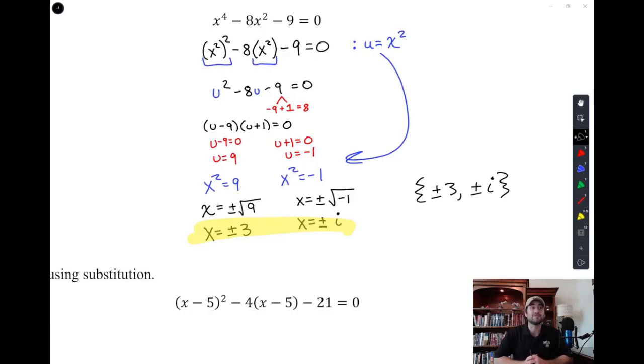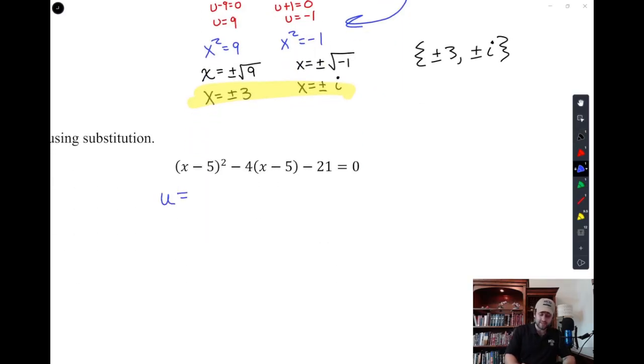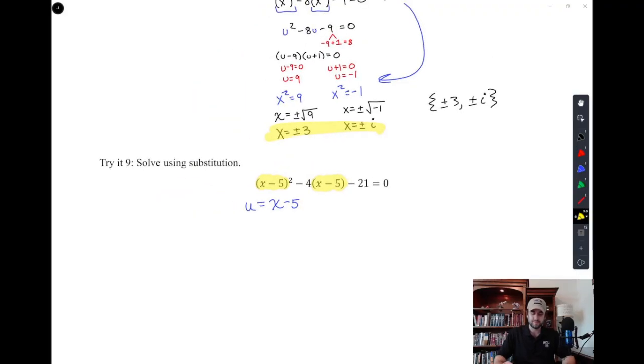That was u substitution. The next one's a little easier. I'll leave it for you to try. I'll go ahead and give you your u value, though, just so you have something to start with. I'm going to say let u be x minus 5. It might be possible to see, if you look at the highlighted part, how those parenthesis sets match. If we turn those into u's, this is going to turn into a nice, easy factorization for us.